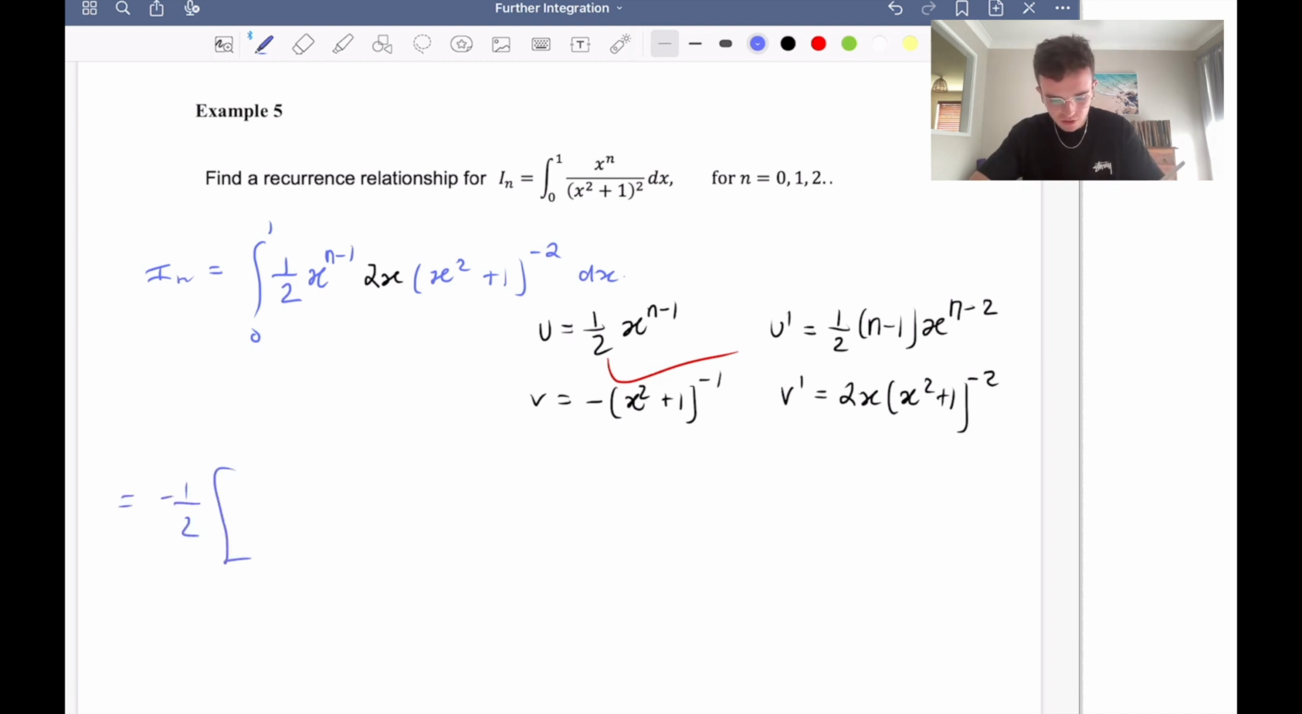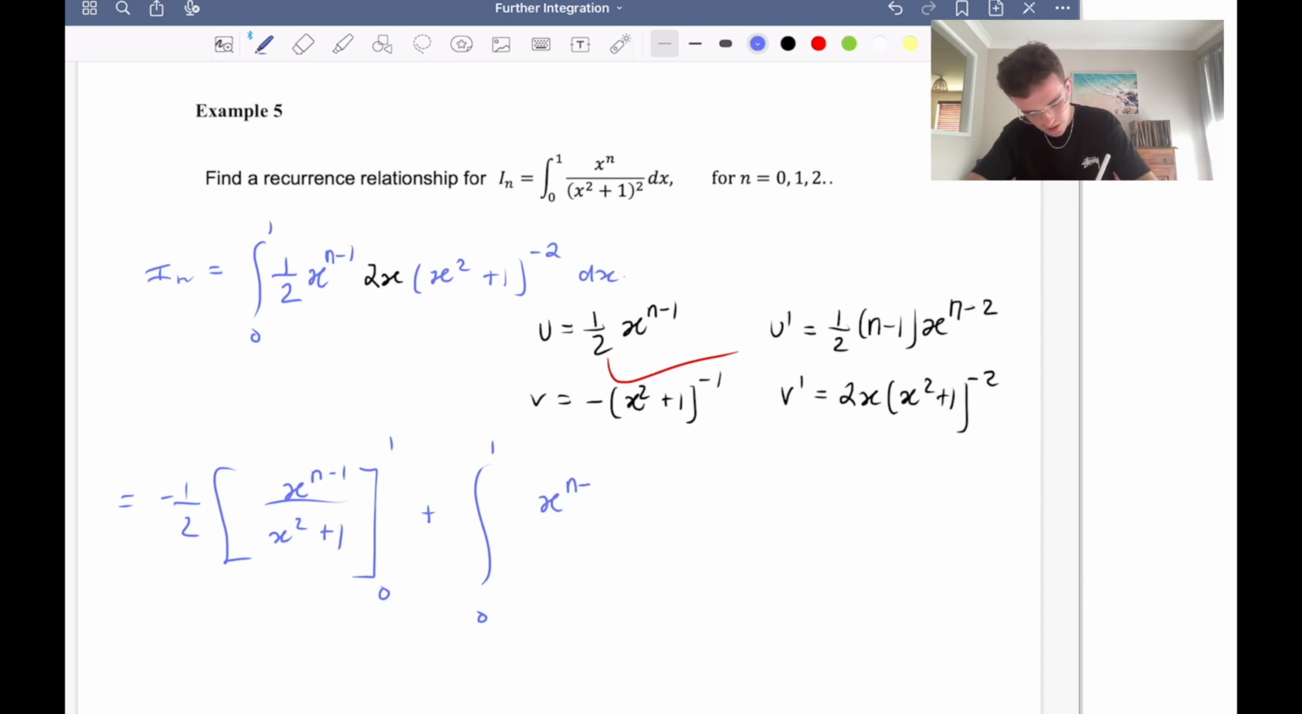We're definite integrating here. So it's going to be that times that, which is x to the n minus 1 over x squared plus 1. That's because that's a negative power there, from 0 to 1. And we're minusing the integral, but since there's a minus here, it's going to be plus the integral from 0 to 1 of x to the n minus 2 over x squared plus 1.